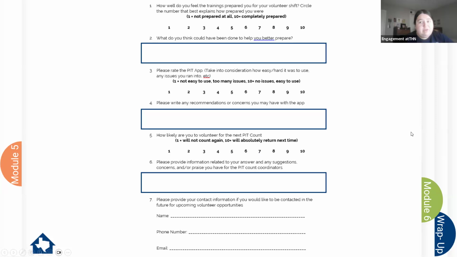This is just a sample debrief form. It will also be available on our website for download, and you can use paper surveys or free survey software like Google Forms to debrief with your volunteers and figure out how the process is going for you and improve year after year as you participate in the point in time count.